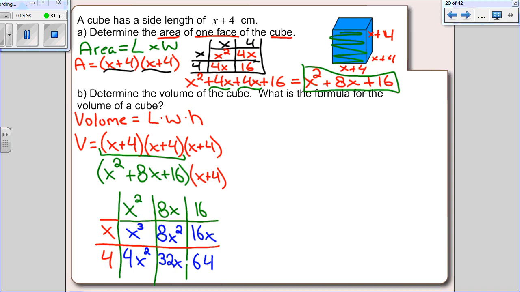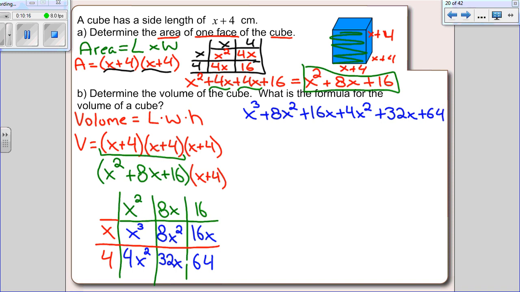That's good. That's nice. This isn't a final answer, though. What do I have to do with all those blue numbers I created on the inside? Simplify. And you simplify by writing them into a nice long string, right? So I'm going to have x cubed plus 8x squared plus 16x plus 4x squared plus 32x plus 64. You can skip that step. That's what I'm doing. Yeah, that's fine.